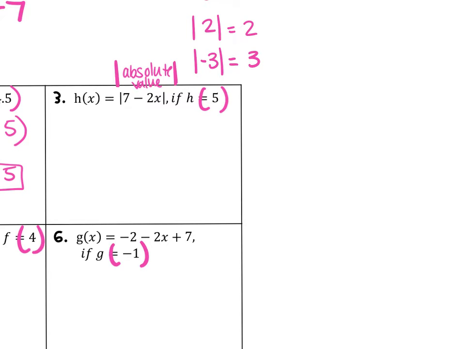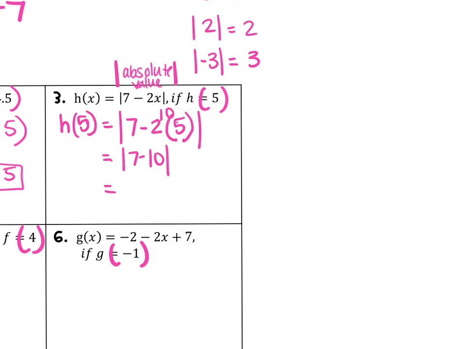All right, so we'll plug that in. Find h of 5. So h of 5 equals absolute value of 7 minus 2 parentheses 5, close my absolute value. I want to simplify: 2 times 5 is 10. So absolute value of 7 minus 10. 7 minus 10 is -3. And then that final step, the absolute value of -3 is 3.